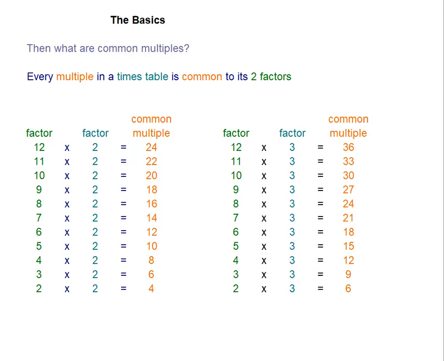So what are common multiples? Well, every multiple in a times table is common to its 2 factors. It just is. 12 and 2 are common factors of the multiple 24. That's as complicated as it gets.